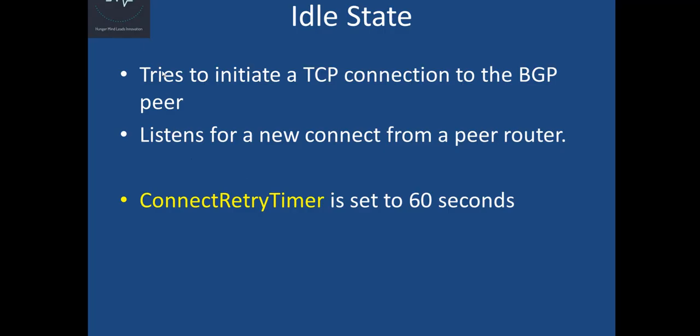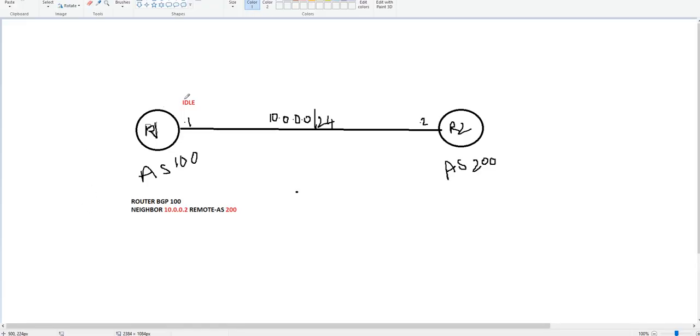That is what the PPT says here. Also there is a connect retry timer which is set to 60 seconds. We'll talk about this more in the next states. Hope you are with the idle state. It will try to initiate a TCP connection with the mentioned peer. Just remember, I haven't done any configuration in router 2 yet. Going forward, we'll see how the next states are processed.